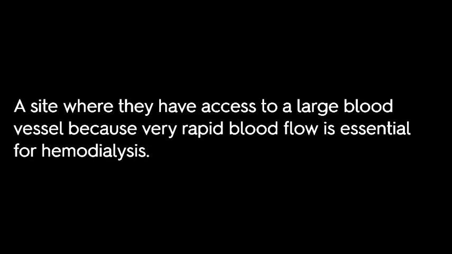What is a vascular access? A site where they have access to a large blood vessel, because very rapid blood flow is essential for hemodialysis. What is the type of access? AVF and AVG. Arteriovenous fistula occurs in the forearm with an anastomosis between an artery and a vein. Arteriovenous graft is a synthetic graft to join the vessels.